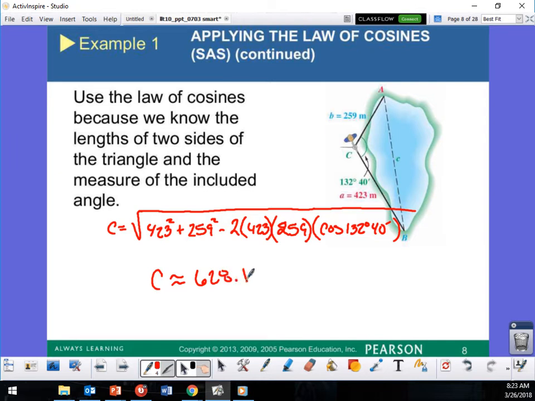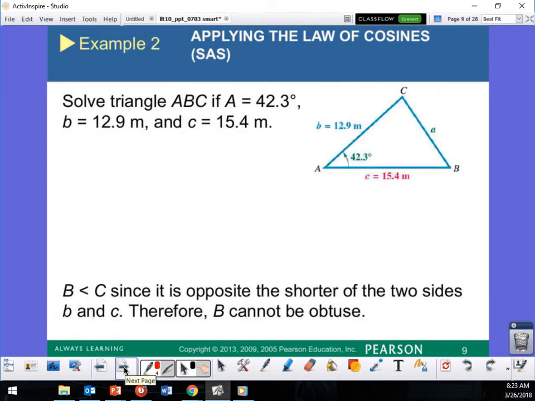What are my units here? Meters. Meters, very good. All right. And that's it? Yay. Not bad, right? No, it's just you have to go through.